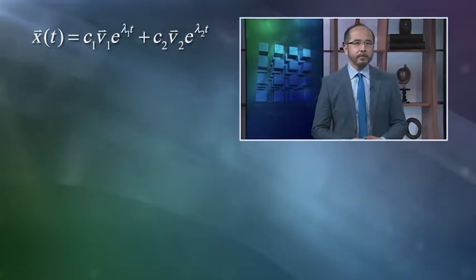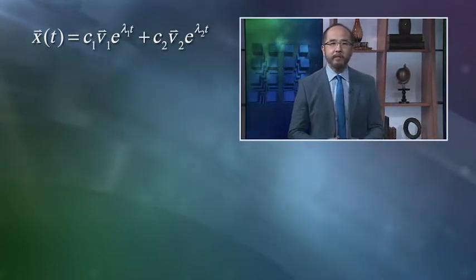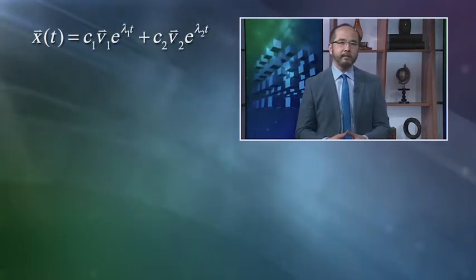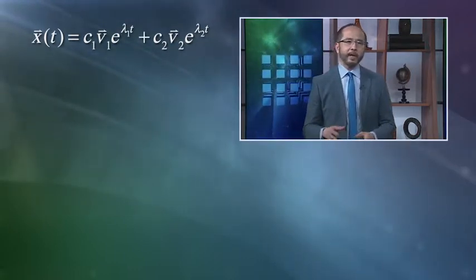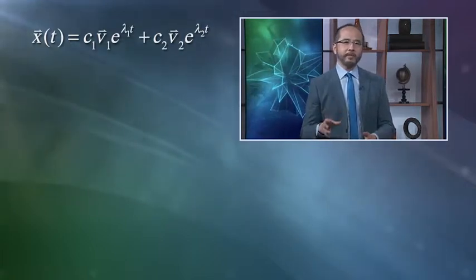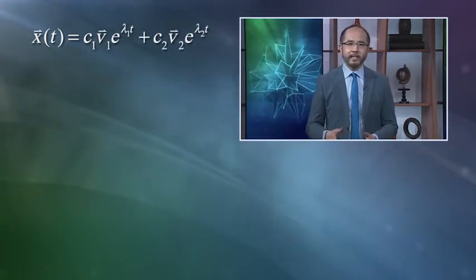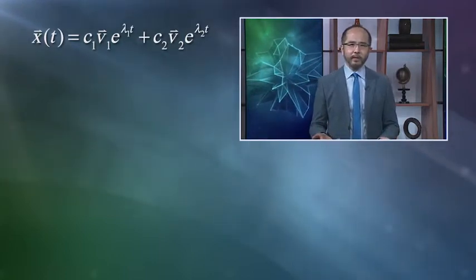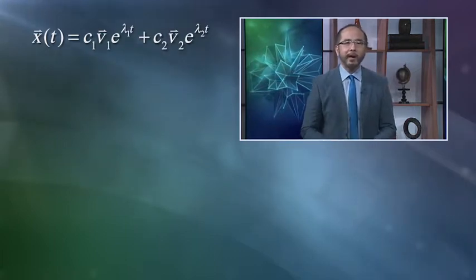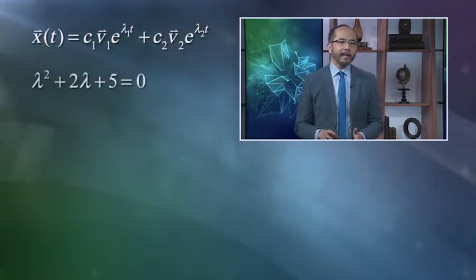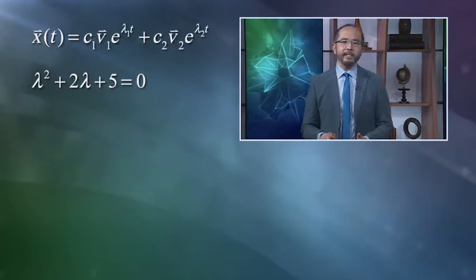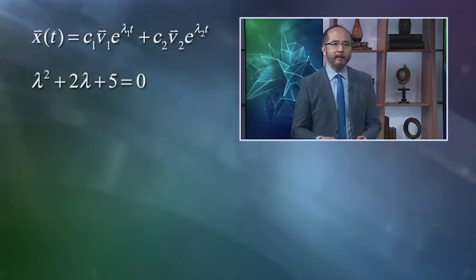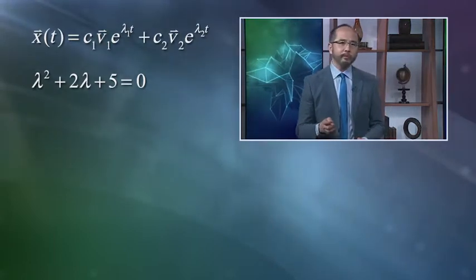Recall the general solution of this system is a linear combination of eigenvectors times exponentials involving eigenvalues, like this. And already we may be a little suspicious about whether this is really a solution, because a springy spring's oscillatory behavior doesn't seem like it behaves like an exponential. But let's just keep going on. What we find when we calculate the eigenvalues is that the characteristic polynomial is lambda squared plus 2 lambda plus 5. And this has no real roots.